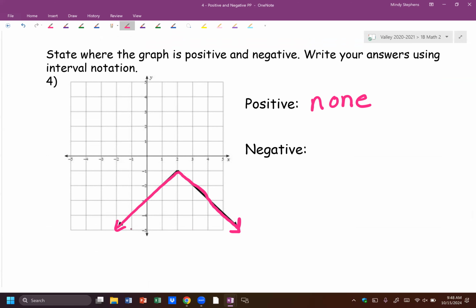All of it, no matter what the graph looks like. If it's below the x-axis, it is negative. And it has arrows both directions. So it goes from negative infinity to positive infinity, and it is negative the entire time.